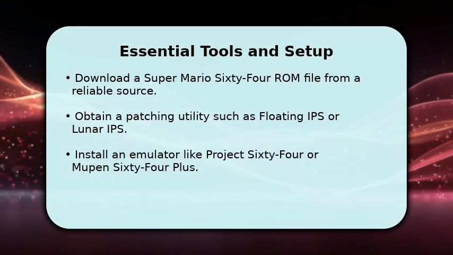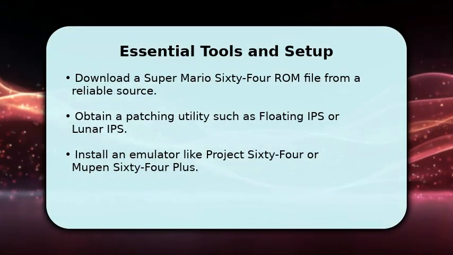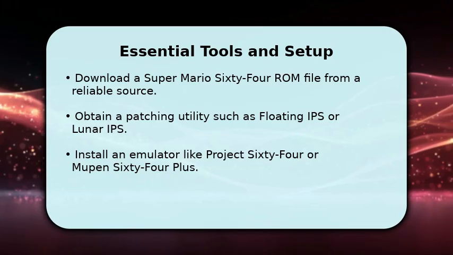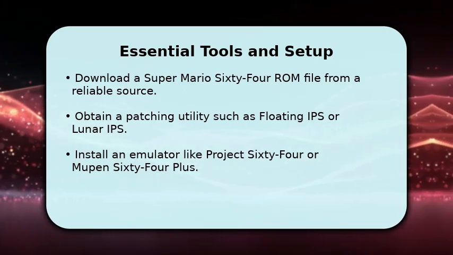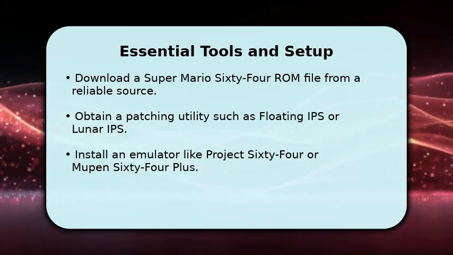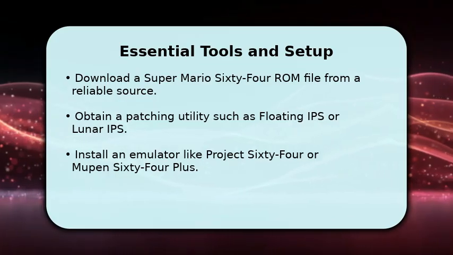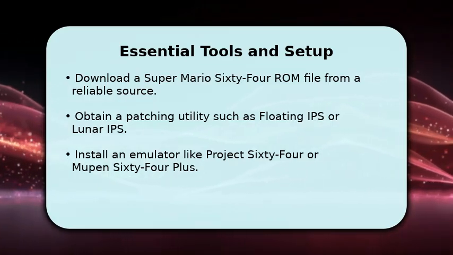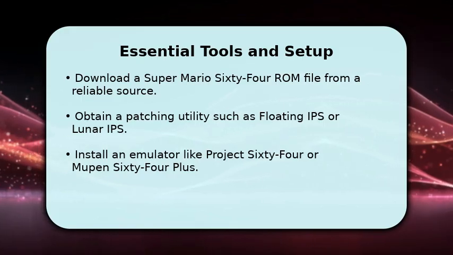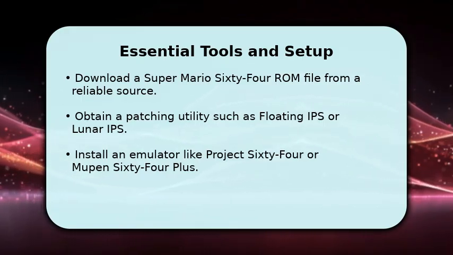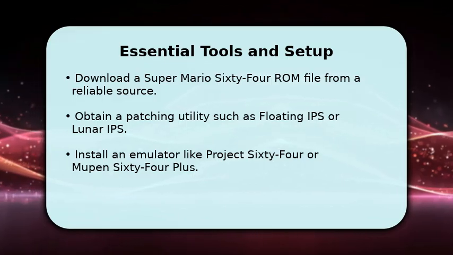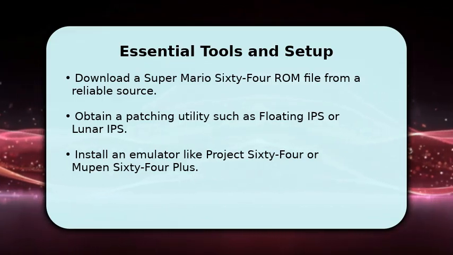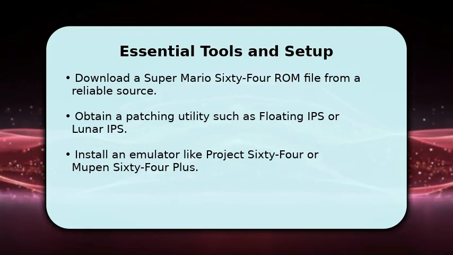To begin, secure a Super Mario 64 ROM. It's crucial to use a legally obtained copy. Then, download a patching program. Floating IPS is a popular choice for its user-friendly interface. You will also need an emulator to run the modified game. Project 64 and Mupen 64 Plus are excellent, widely supported options that offer good performance and compatibility for modded ROMs.